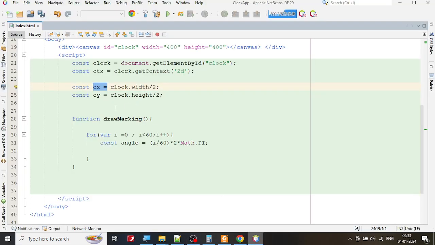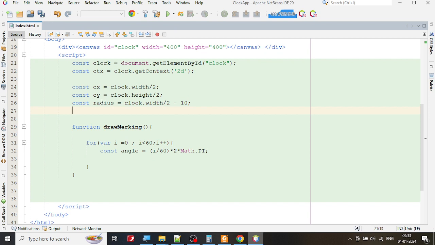So I'm going to go over here and say constant radius is the same thing, clock dot width by 2 minus 10 pixels, slightly less than that. So what I am doing is I am not taking from the center, I will not touch the entire circle.